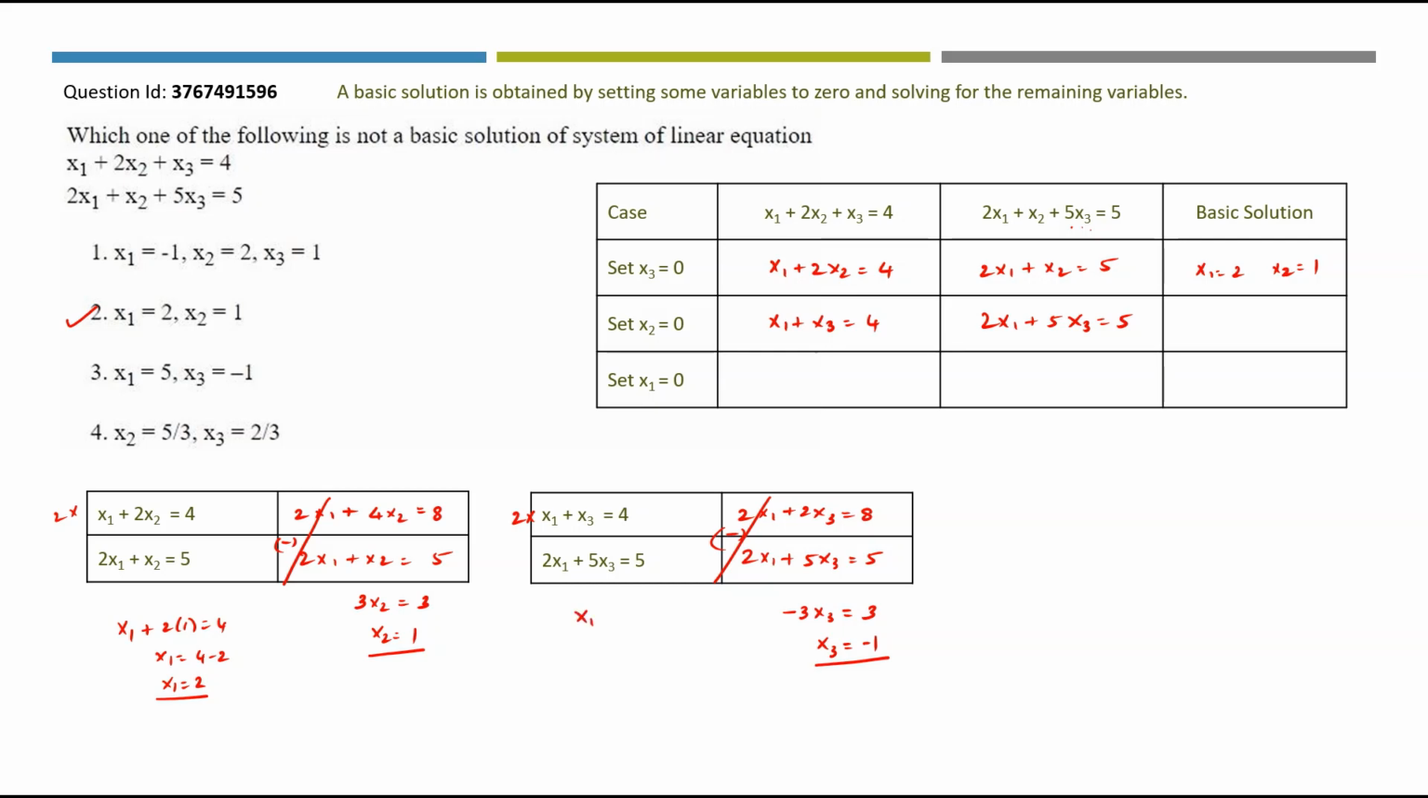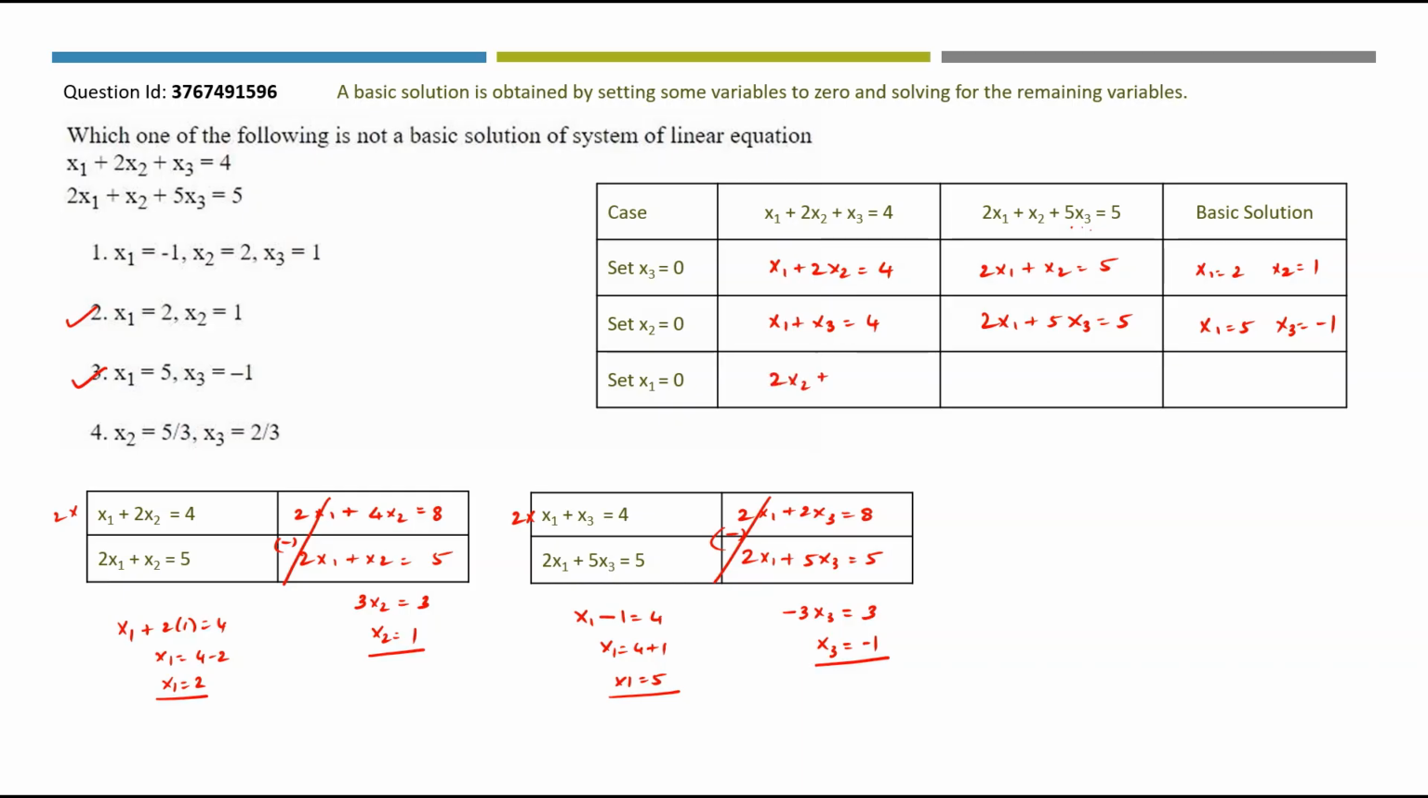Now substitute: x1 minus 1 is equal to 4. Then we have x1 is equal to 4 plus 1. So x1 is equal to 5. We have x1 is equal to 5 and x3 is equal to minus 1. 5 and minus 1 are available in option 3. This is also a basic solution. What about the third case? We have to set x1 to 0.